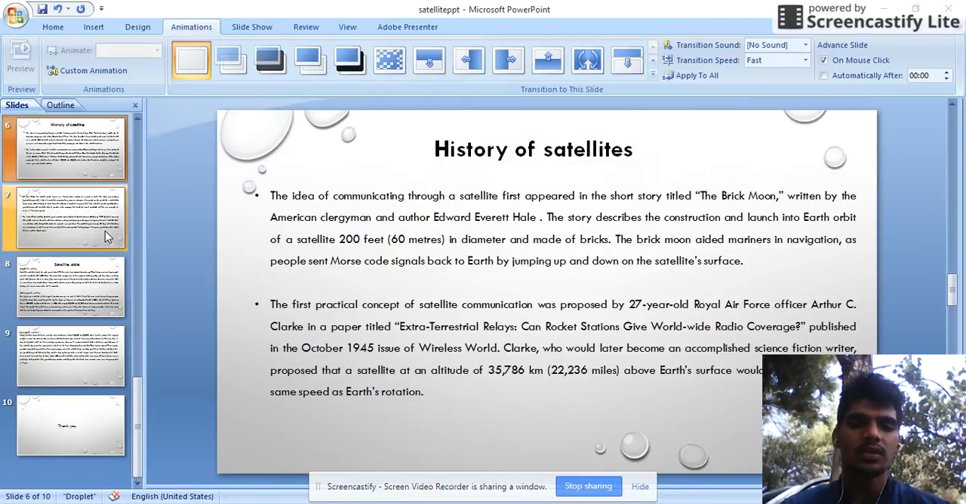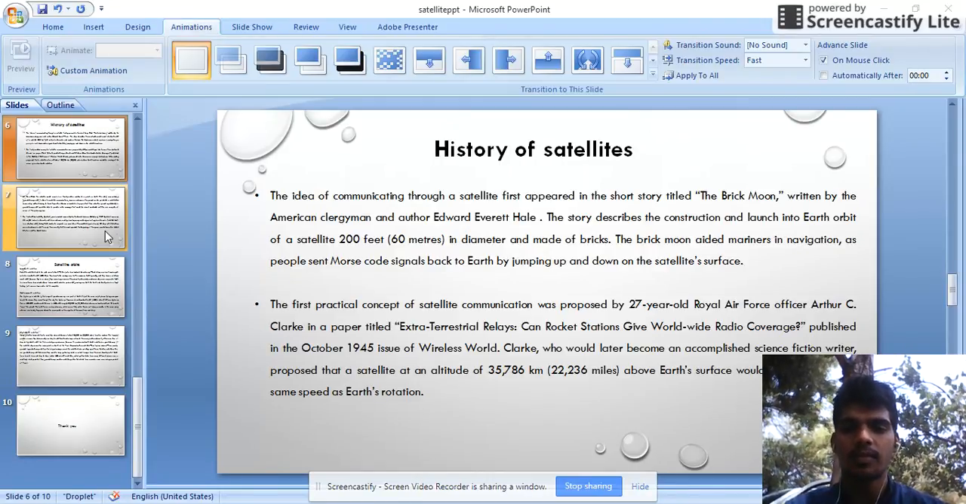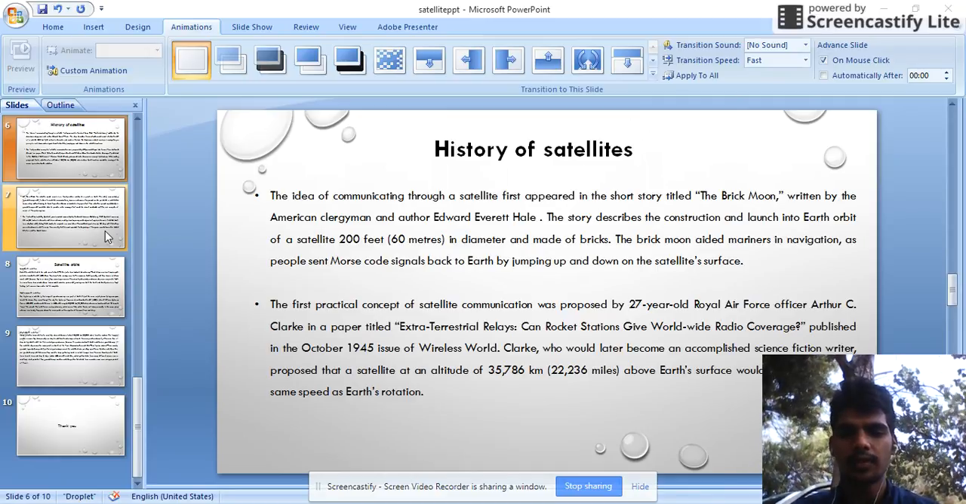The first practical concept of satellite communication was proposed by Royal Air Force officer Arthur C. Clarke in the paper titled Extra-Terrestrial Relays: Can Rocket Stations Give Worldwide Radio Coverage, published in October 1945. Later becoming an accomplished science fiction writer, he proposed that a satellite at an altitude of 35,786 km above Earth's surface would be moving at the same speed as the Earth's rotation.